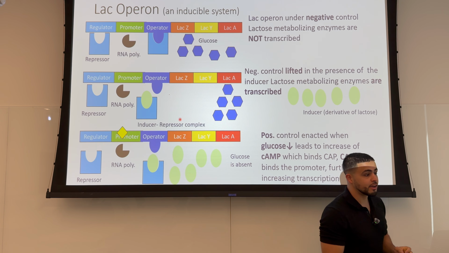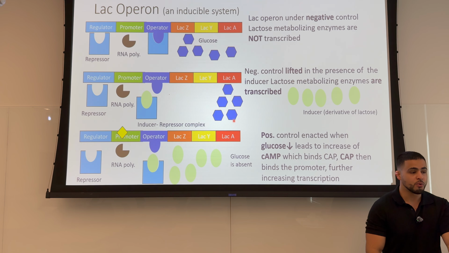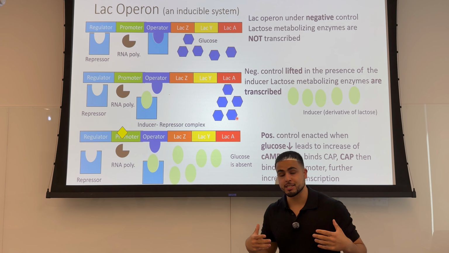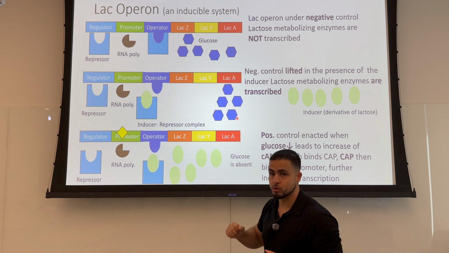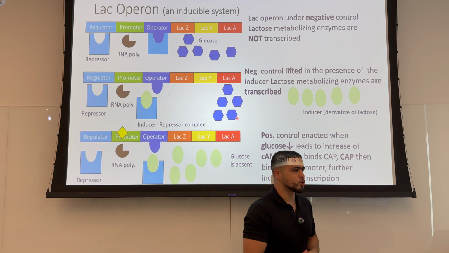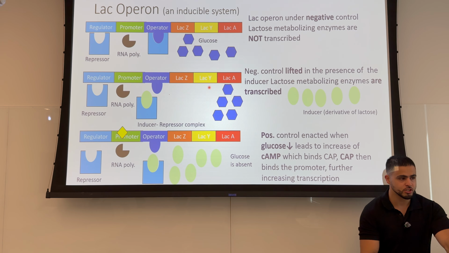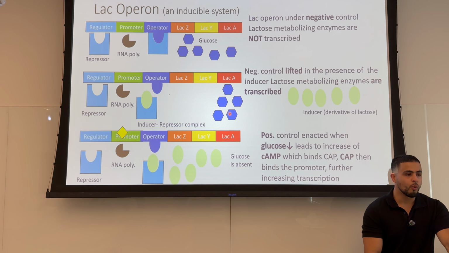However, as you can see right here, you still have glucose present. So you don't really need to synthesize that many lactose-metabolizing enzymes because you can rely on glucose for your carbon source. While you may have some transcription of these genes, you won't have too much transcription because you can rely on glucose. Now, what happens when glucose is absent? So you can see here, now you have lactose derivatives, but glucose is completely absent.